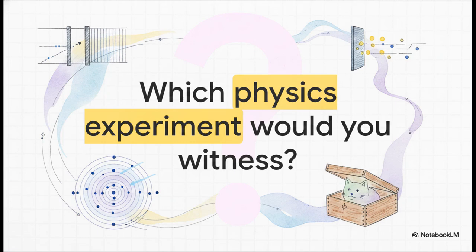But I want to leave you with a quick question to ponder as you go about your day. If you could travel back in time and witness just one famous physics experiment in history, which would you choose? Would it be this electron diffraction experiment, the mysterious double-slit experiment, Einstein's photoelectric effect, or maybe the Schrödinger's cat thought experiment? Think about it.